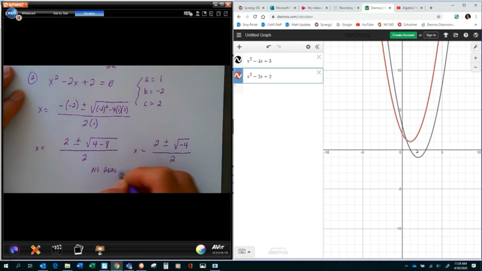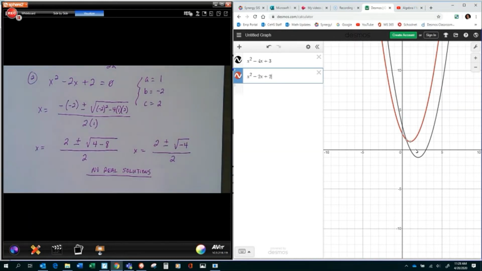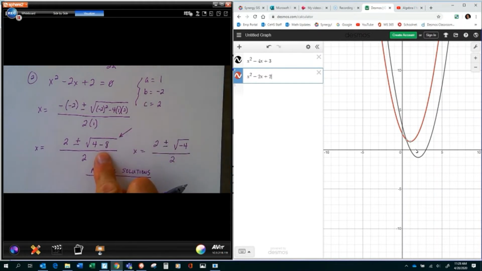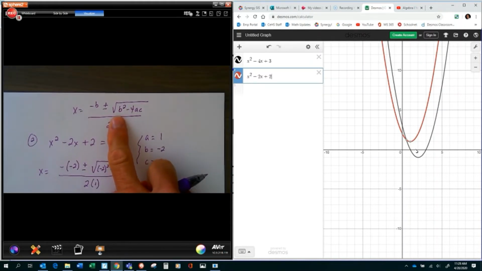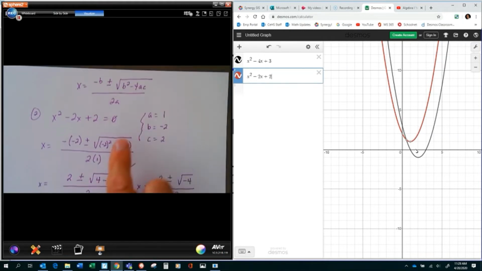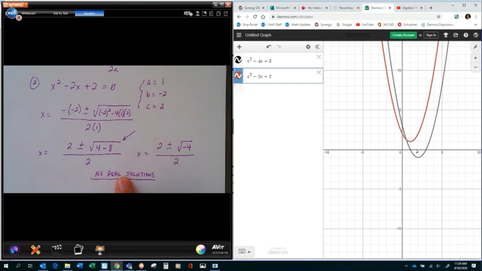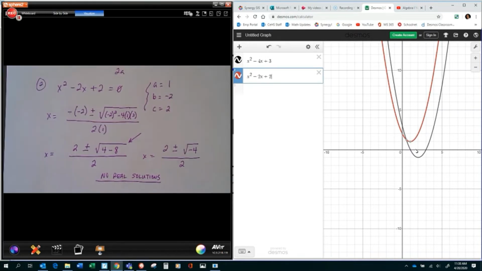They have imaginary solutions, and you'll be talking about those in your upper level algebra classes. But for our purposes here, this parabola does not intersect the x-axis, therefore it has no real solutions. So if you want to determine if it's going to have a real solution or not, you can use what we call the discriminant, which is this under the square root sign, b squared minus 4ac. If you find out the discriminant is negative, without having to do any of this work, then you have no real solutions.